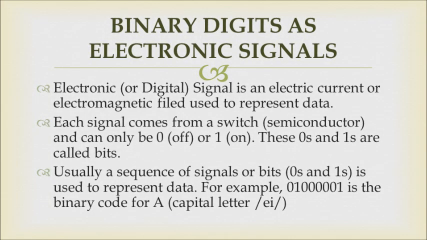Electronic or digital signal is an electric current or electromagnetic field used to represent data. Each signal comes from a switch, semiconductor, and can only be 0 or 1. These zeros and ones are called bits. Please, may I elaborate?